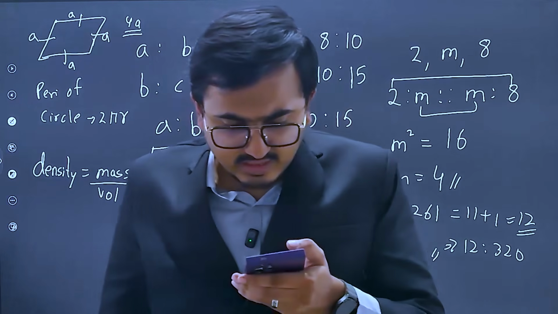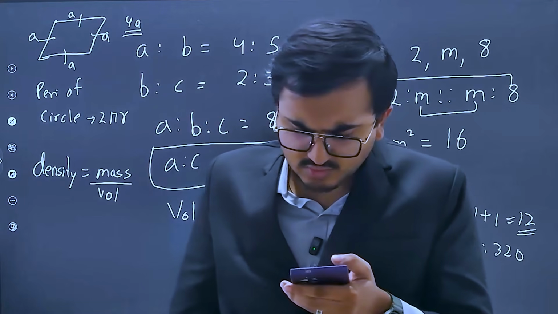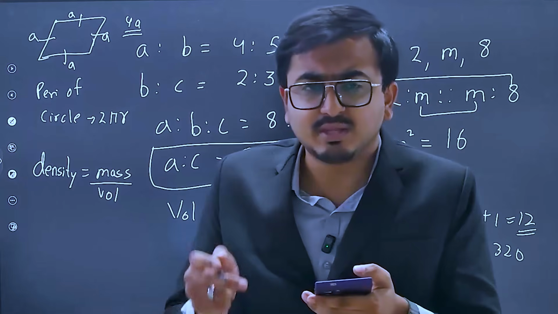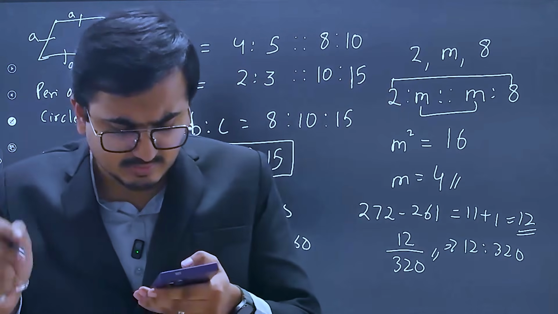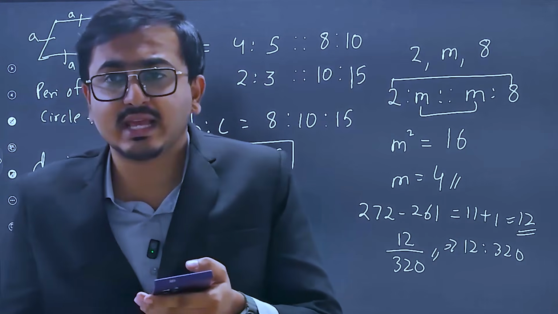Sir, if the number is an unlike fraction, how to convert into ratio? Whether it is an unlike fraction, you can simply remove the divided by and put a proportion ratio symbol. That's it. Sir, what is the area of triangle? Area of triangle is half base into height.